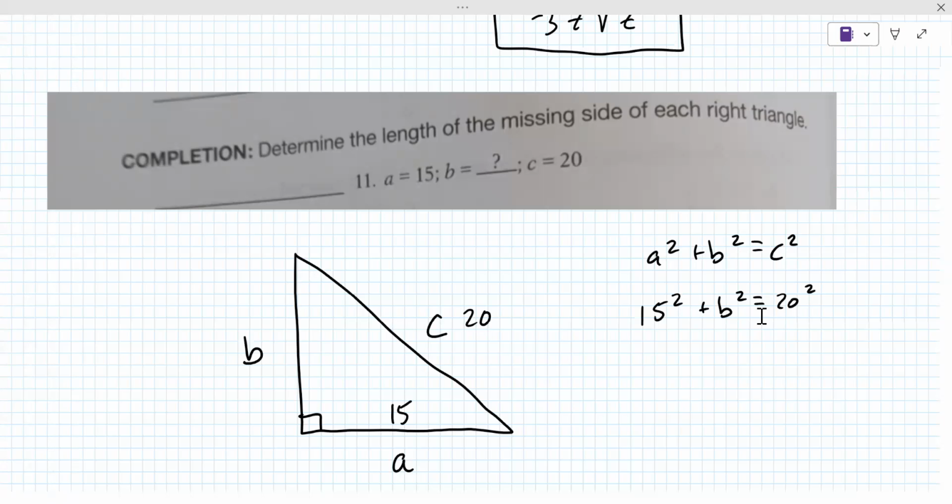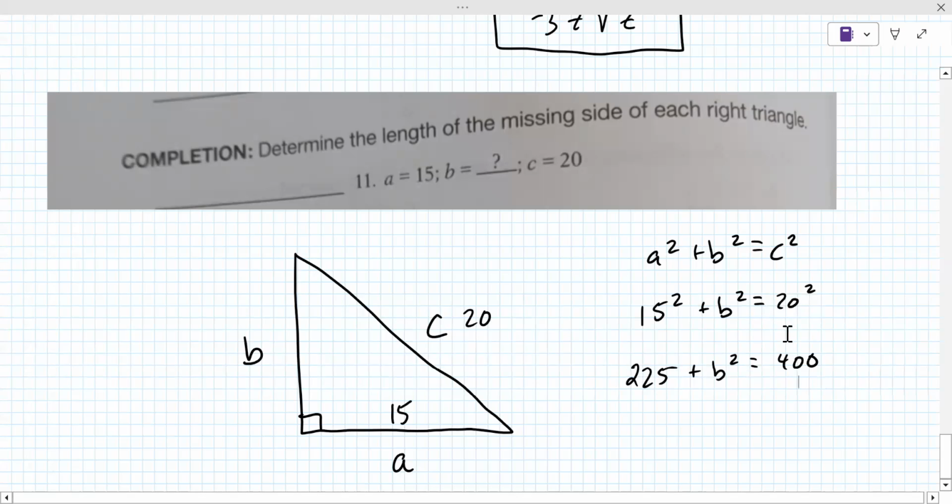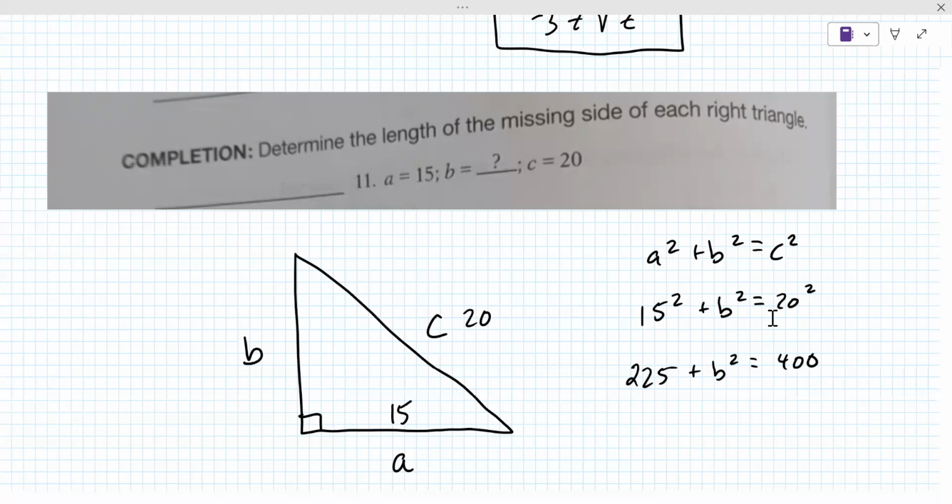So what I have is 225 plus blank equals 1600. Oh, no, 20 squared is 400. 20 times 20. Oh, 40 squared is 1600. Okay, there we go. Now you're going to subtract 225 from both sides of the equation, and treat the blank as B squared.